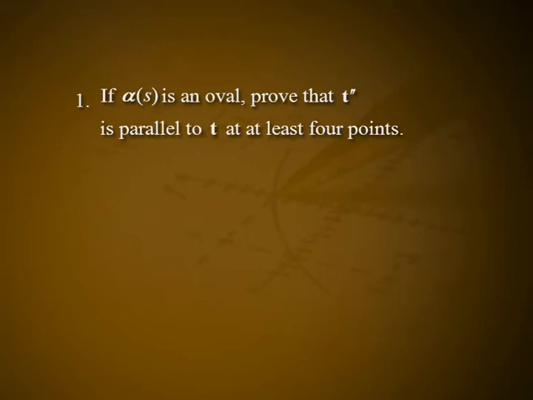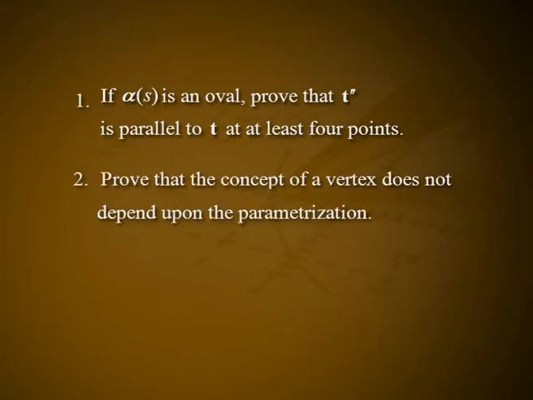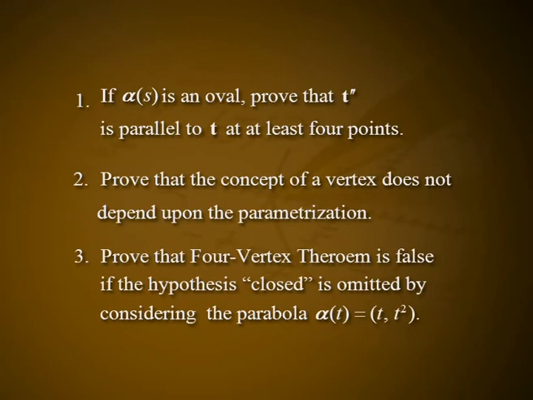If α(s) is an oval, prove that T'' is parallel to T at least 4 points. Prove that the concept of a vertex does not depend upon the parametrization. Prove that the four-vertex theorem is false if the hypothesis closed is omitted, by considering the parabola α(t) = (t, t²).